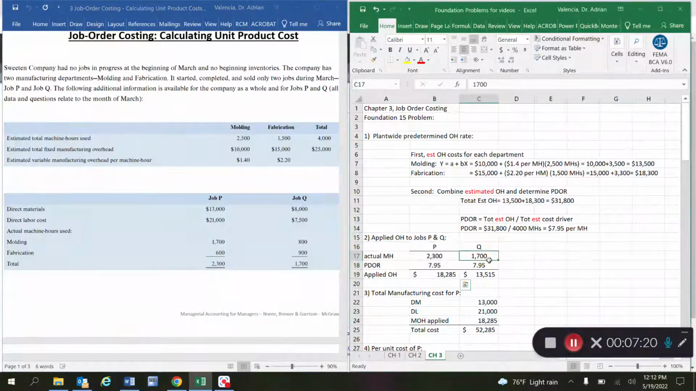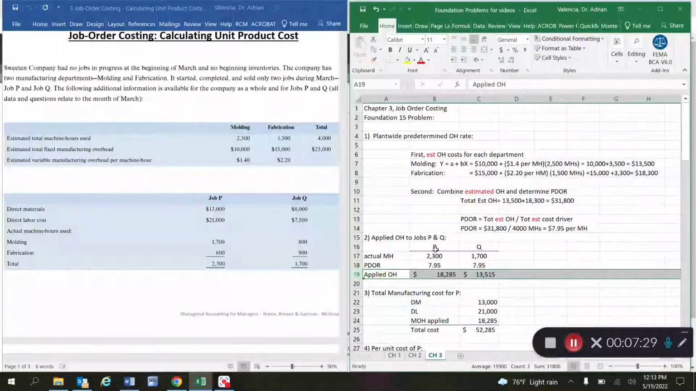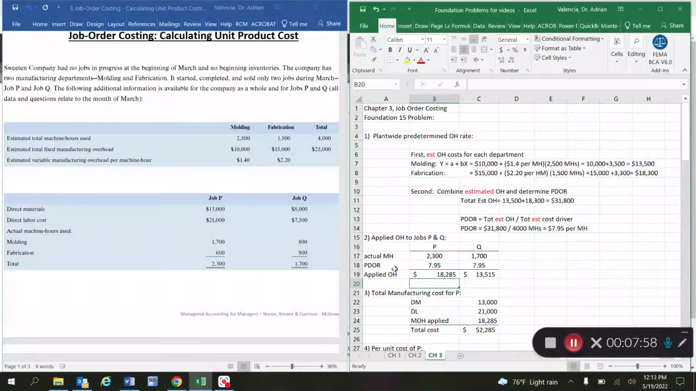Same thing for job Q. We're going to apply 1,700 from the actual amount using that predetermined overhead rate. And what this allows us to do is say, for product P, we're going to estimate roughly $18,000 of overhead. And what this allows us to do is quickly, on a timely basis, put a product cost to this item. If we did not have a predetermined overhead rate, then we would have to wait until the period's over after March, until we get all the bills, and then figure out what the actual overhead is. And that would not be timely. So that's why we do this. This is why we apply overhead.